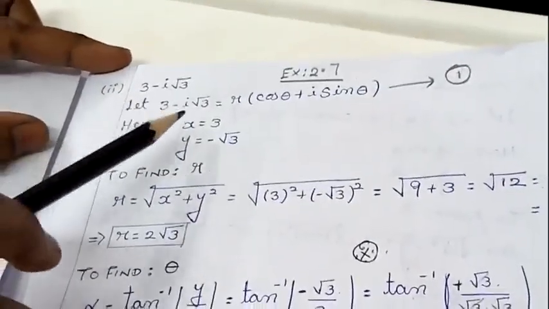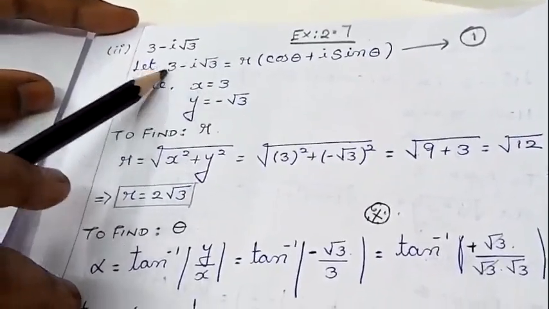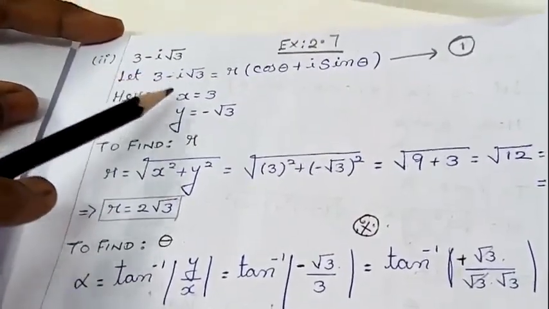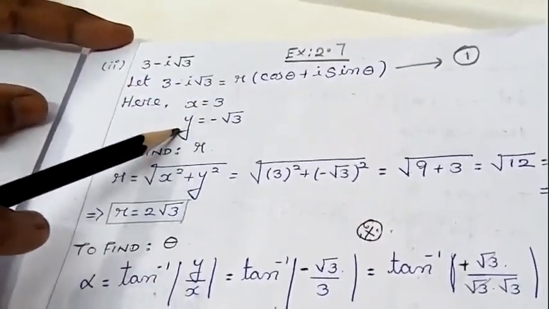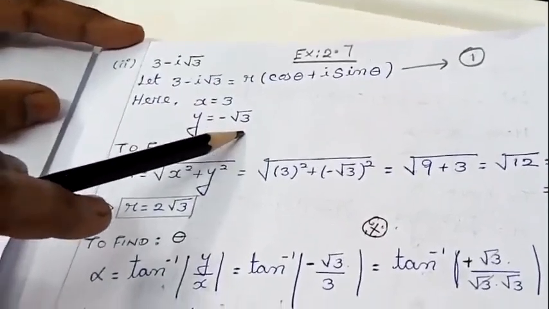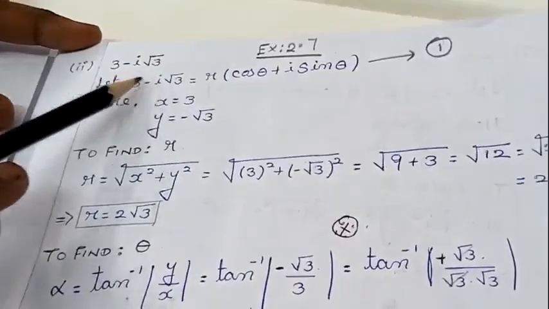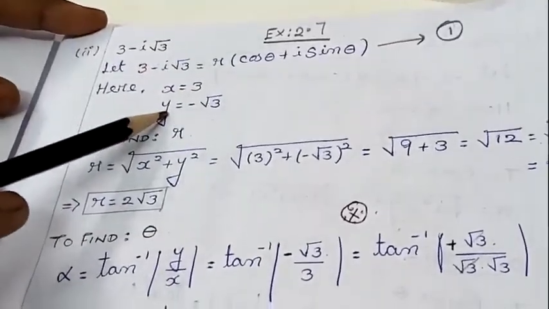So what is the value for x? X is nothing but the real part. Y is the imaginary part. I am going to write the real part x equal to 3 and imaginary part y equal to minus root 3. So this is the concept, students. I am taking this plus 3 as x and minus root 3 as y.